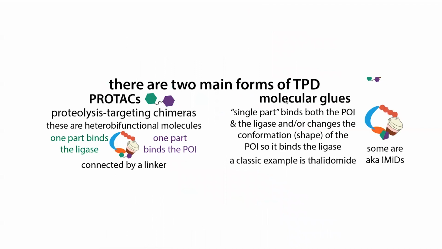Molecular glues are harder to design. An example is thalidomide, and basically it's a single molecule, so it's not bifunctional, or heterobifunctional or whatever. I guess not technically, I don't know, it doesn't have two parts. Instead, it's got a single part that's going to bind to the protein of interest and bind to the ligase and bring them together. Sometimes they're called IMIDs. PROTACs are the ones you hear more about. They're easier to predict how they might form.